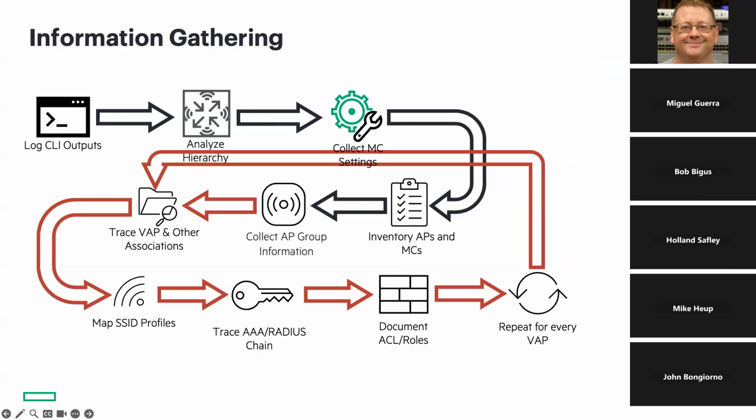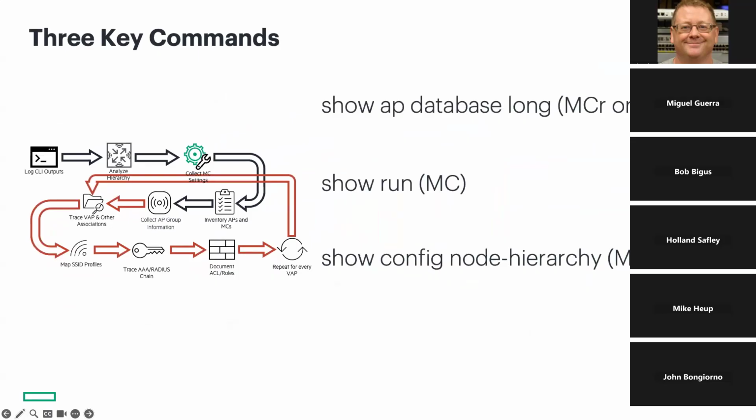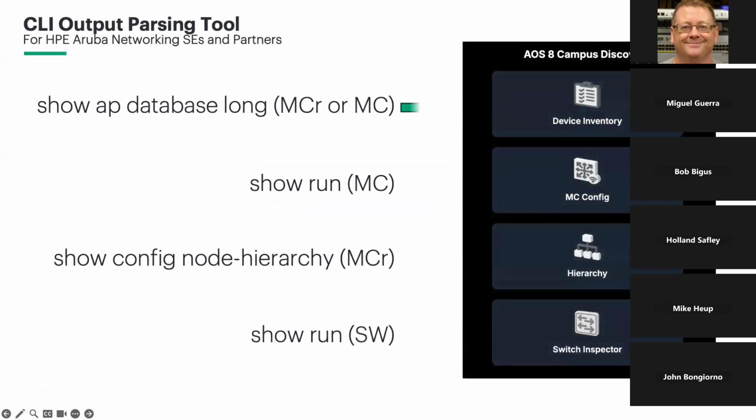So now the commands that I would use to gather all of that information are these 3 commands. So AP database long, show run on the controller, and then show config node hierarchy. So this tool that we created has those 3 functions, as well as we've integrated this switch inspector functionality for switches that I'll touch on as well.